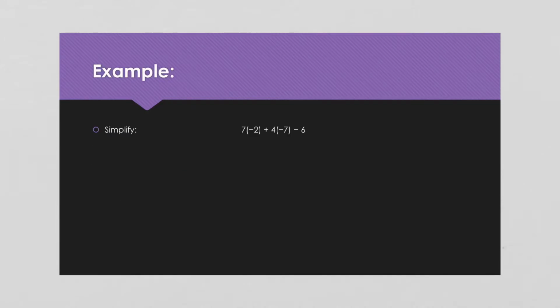Alright, on this problem right here, we need to make sure that we follow the order of operations. In this problem, we have multiplication, addition, multiplication, and then subtracting. So we're going to do the multiplications first, and we can actually do those in the same turn since they don't overlap. In the first one, I've got 7 times negative 2. So positive times a negative is a negative. 7 times 2 is 14.